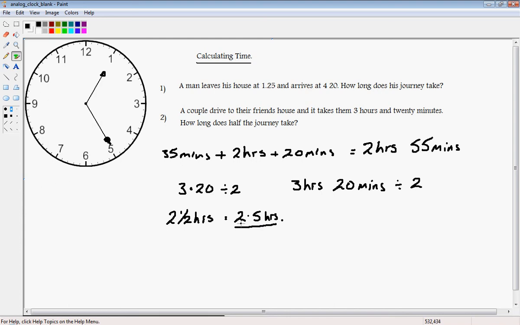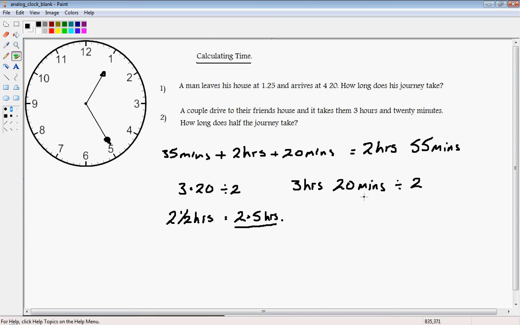So working in time, I would advise you not to use a calculator, because the calculator works in what we call base 10. Because we count 1 to 10 and then tens to hundreds, hundreds of thousands. Time is done in 60s. And the calculator does not understand that. It's not programmed for that. So we have to be very careful.